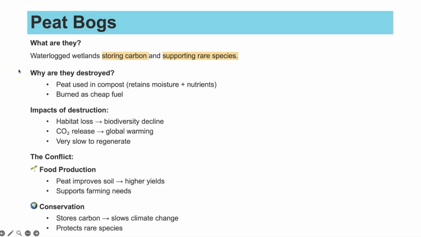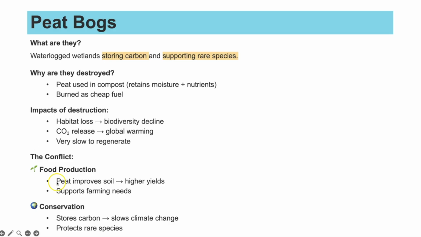So the reason these are getting destroyed is that peat, which is what we call the mud and the soil found in these waterlogged wetlands, can be removed and dried out, and it's a really fertile compost. It can also be burned and release a lot of energy as a cheap fuel. So that's why they started to get dried out and the soil was removed. However, the issue was you're destroying a really rare habitat supporting these rare species. Because it's burning the contents, you're releasing a lot more carbon dioxide into the atmosphere, impacting global warming as well. And they're very slow to regenerate these natural habitats.